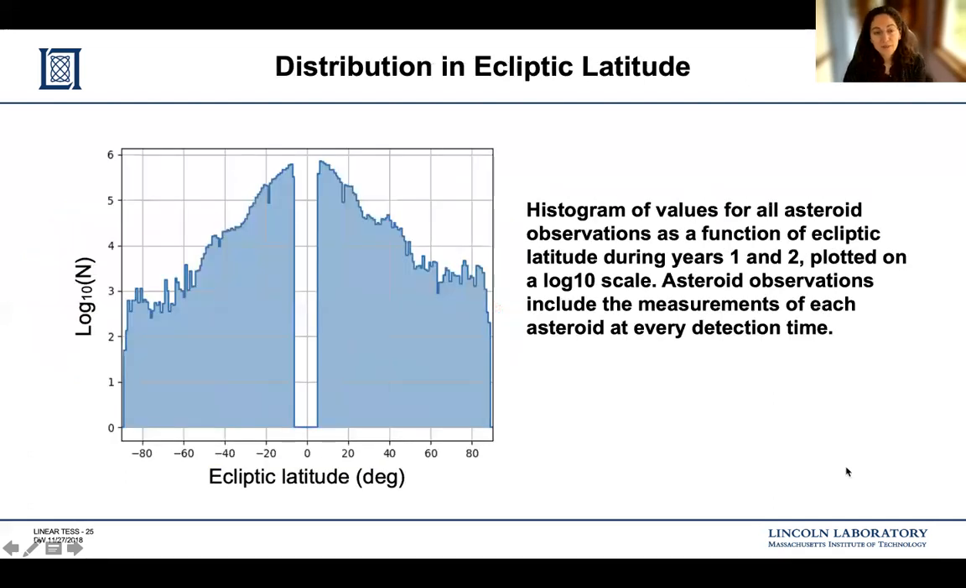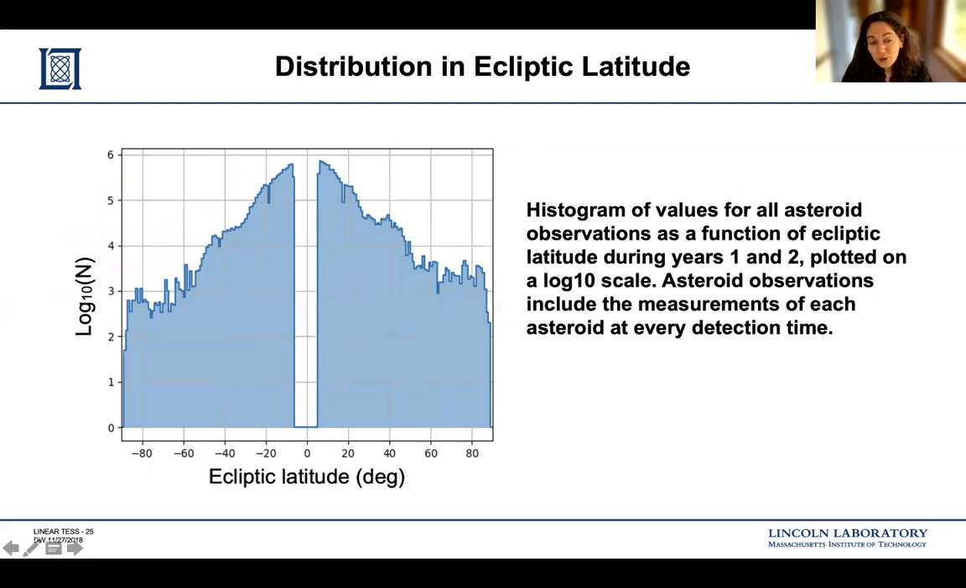Now, if we look at it as a distribution in ecliptic latitude, this shows a histogram of, again, all observations of all asteroids during years 1 and 2. It peaks near the plane, of course, but does not go to 0 at the poles. We're finding things all the way out to the poles. So this just illustrates, again, the utility of using the TESS data, this really wide field of view coverage.